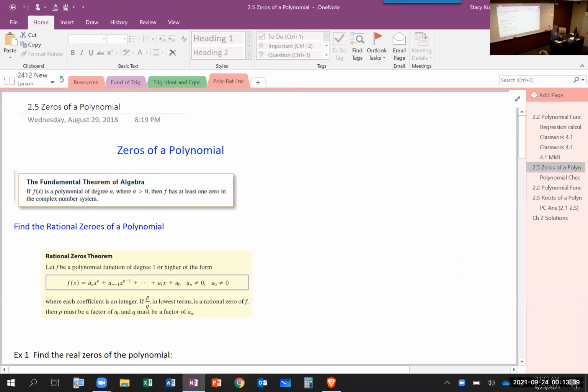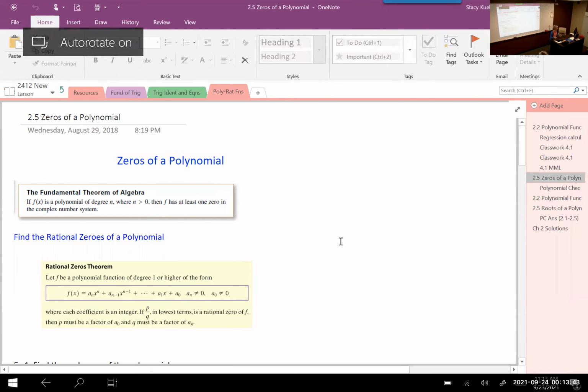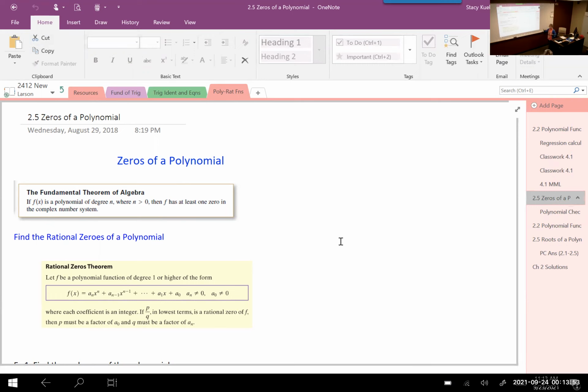We are talking today about the zeros of a polynomial. And remember when we were talking about that term, the zeros of a polynomial, that means the solutions, it means the roots, it means the x-intercepts, right? All of those things are the zeros.